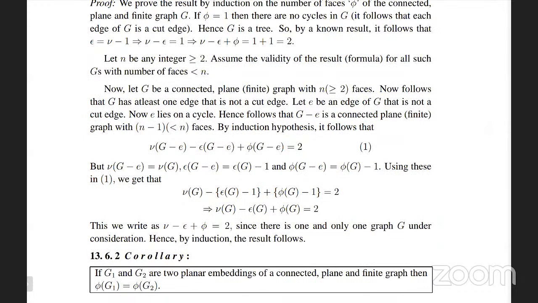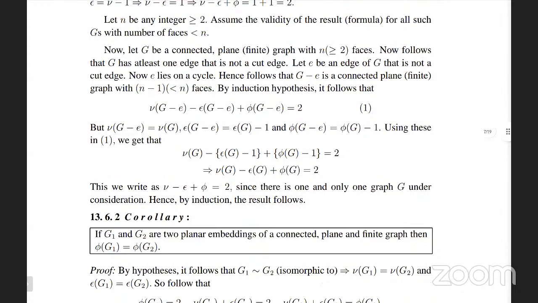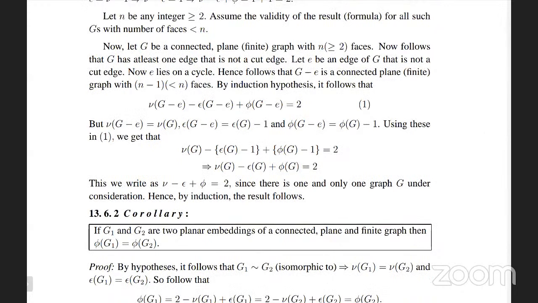Let n be an integer, n is greater than or equal to 2. Assume the result is valid for all such graphs G if the number of faces is less than n. Now G is connected, because of all the faces, vertices, and edges, it is a plane, finite graph with n greater than or equal to 2 faces. It clearly follows that G has at least one edge that is not a cut edge.